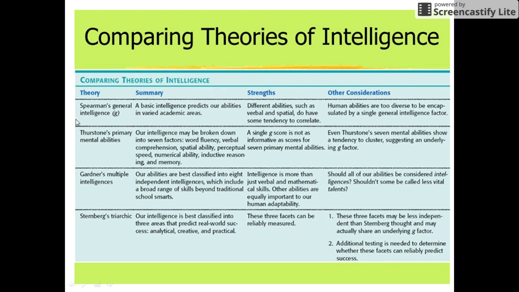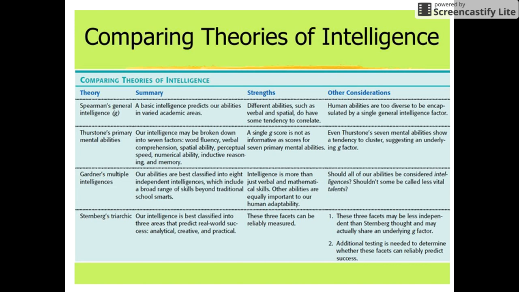Spearman and Thurstone, remember, they were more of the historical perspective, which they agreed that our judgment of intelligence is based off of an academic performance and our abilities, right? And then you had Howard Gardner and Sternberg, who believed in the contemporary view and believed more that other things outside of the academic ability can influence our behavior. So these are really good to know.